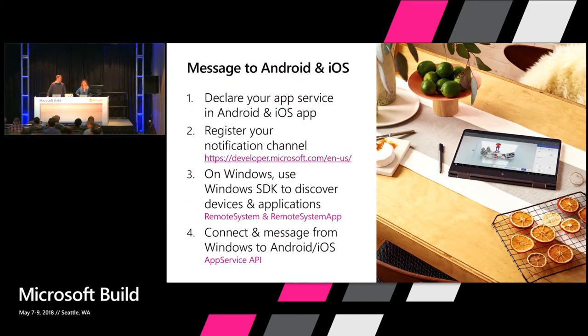Okay. So you can integrate the same functionality that's in your phone app into your applications in 4 steps. First you're also going to have to integrate the SDK and initialize the platform like we showed you in previous demos. But then from there, in your Android and iOS apps, declare your app service, then register your notification channel in the Microsoft Development Portal.